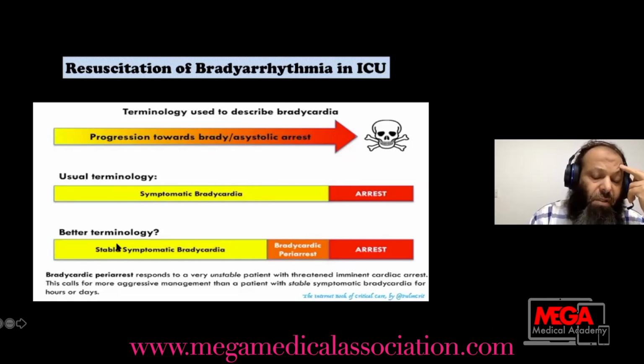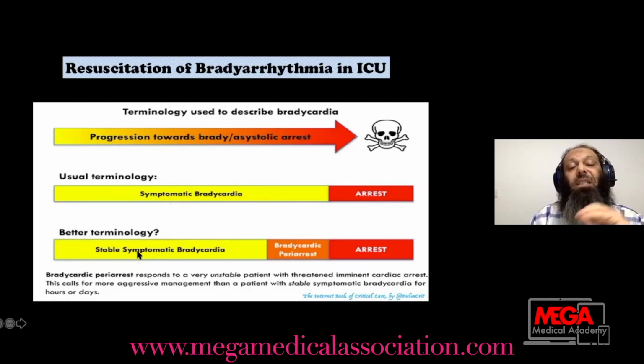So better in your terminology, you will have the symptomatic bradycardia, but we call it, this is one type, stable symptomatic bradycardia, because my intervention here is totally different. My assessment here is totally different. And it will put the patient on a red flag that this patient, if he's still stable, symptomatic bradycardia, he may go into a window that we call a bradycardic pre-arrest. So I should prevent this before, or I pick up the patient here before he goes for the arrest.